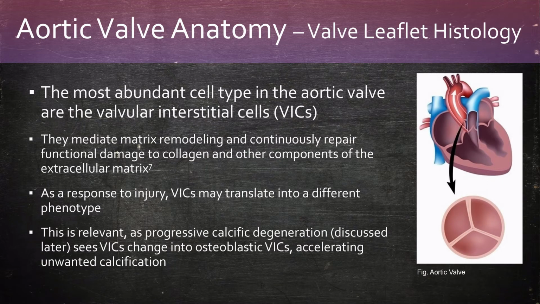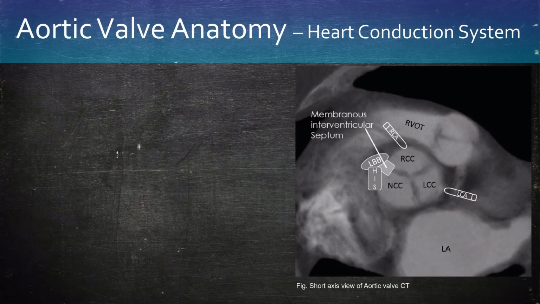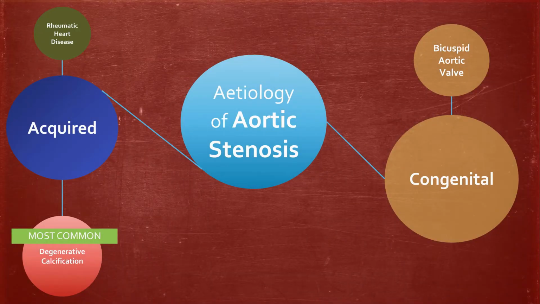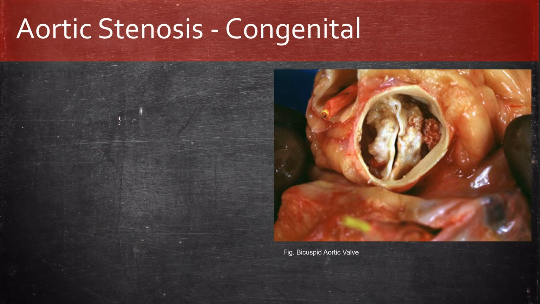Another point which links into this: if degenerative calcification occurs in the valve leaflets, due to the proximity to the conduction system of the heart, rhythm may also be affected. So the causes of aortic stenosis are split into acquired, with degenerative calcification and rheumatic heart disease, and congenital, with bicuspid aortic valve. Let's start with congenital then.